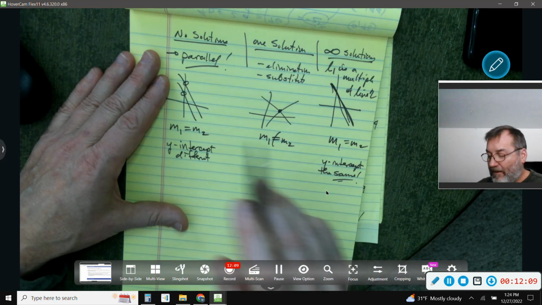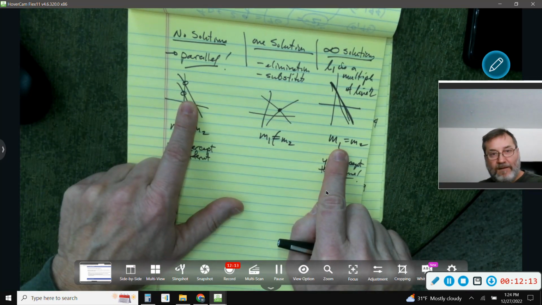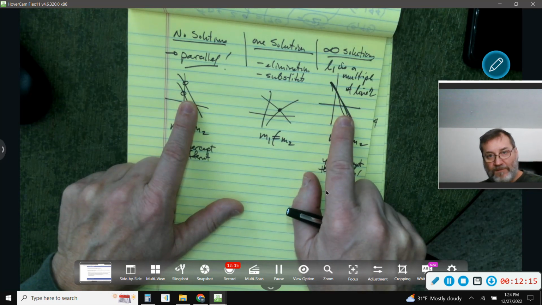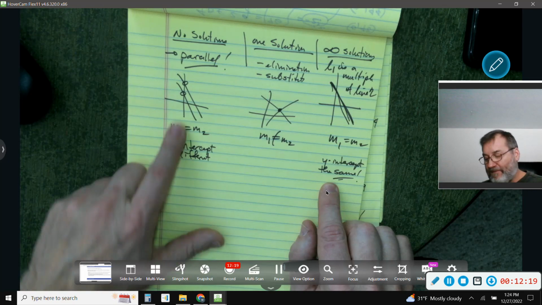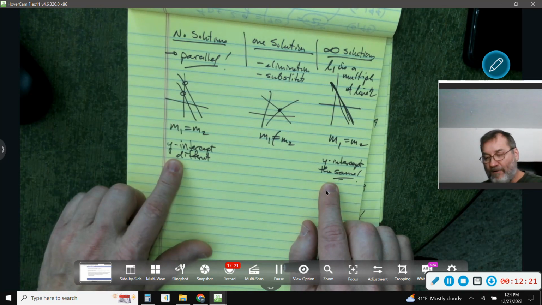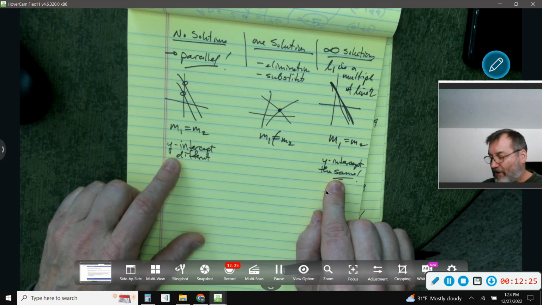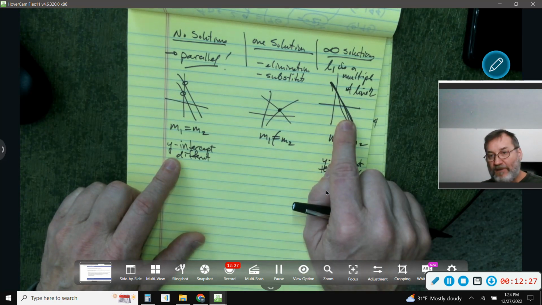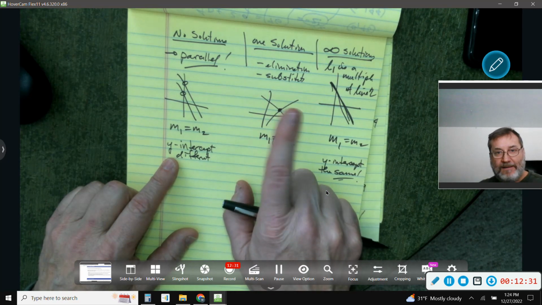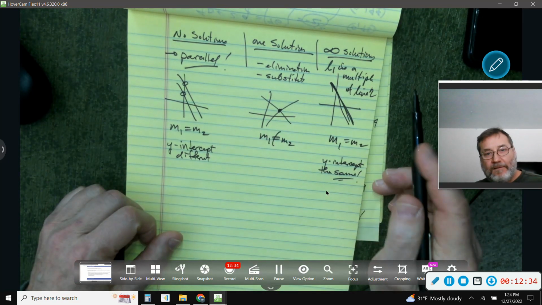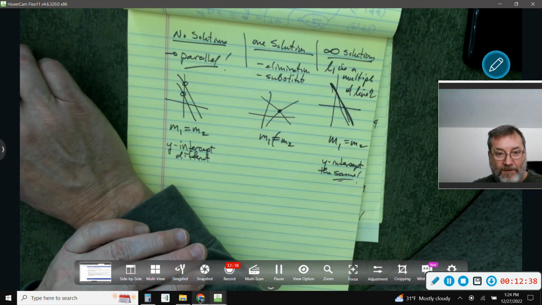So that's what's going on here. If the lines are parallel, they have the same slopes. You can have either no solutions or an infinite number of solutions. If the y-intercepts are different, then you're going to have parallel lines and no solutions. If they have the same slope and the same y-intercepts, then they lie right on top of each other. It's only when they have different slopes that we get two lines crossing and thus one solution. That's the whole deal of what's going on here.